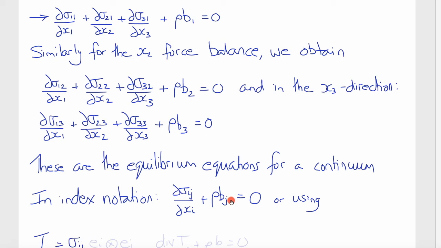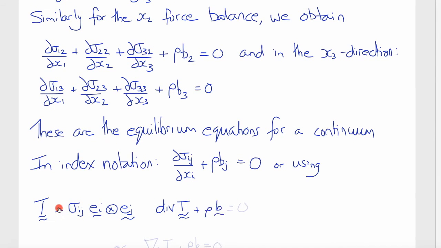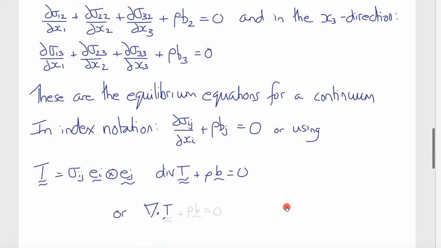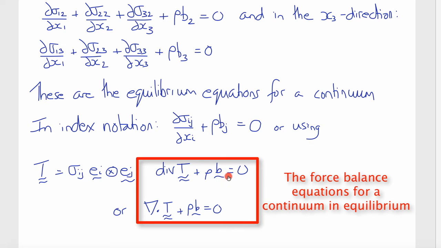So this is three equations for j equals 1, 2, and 3, or in direct notation, and I'll switch from sigma to t here, we would write that as the divergence of t plus rho times b equals 0, or div t plus rho b equals 0.